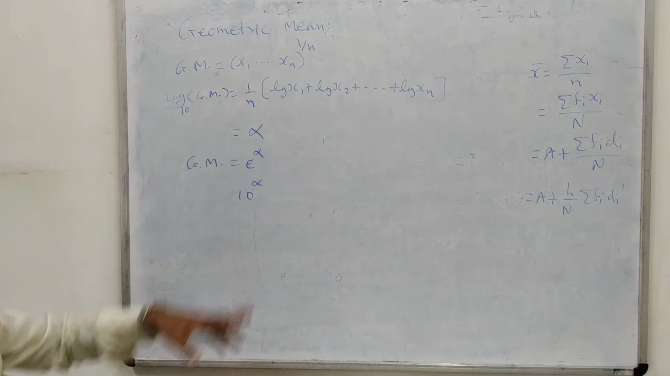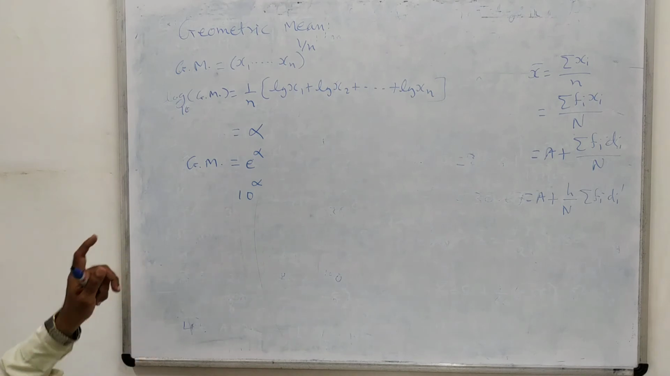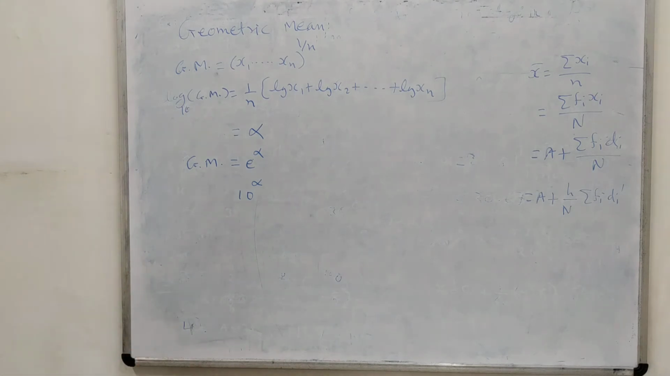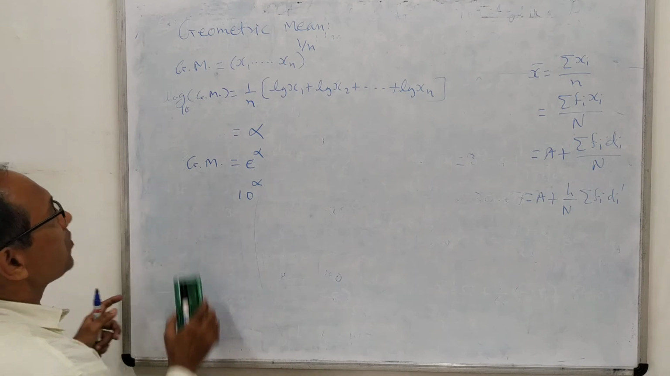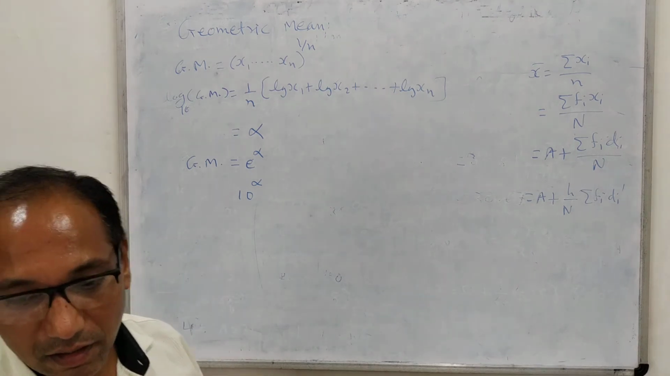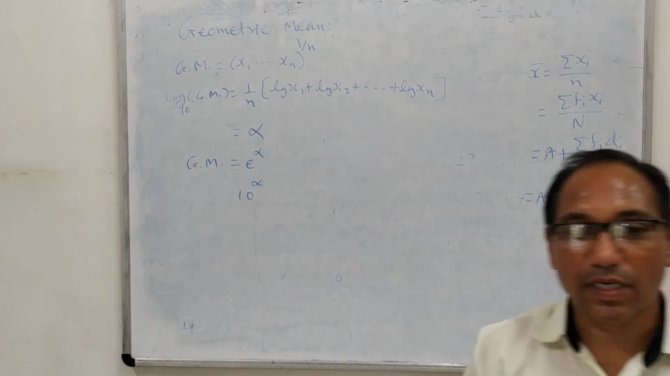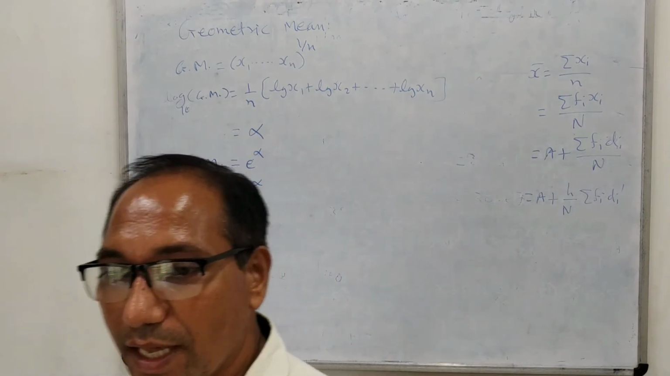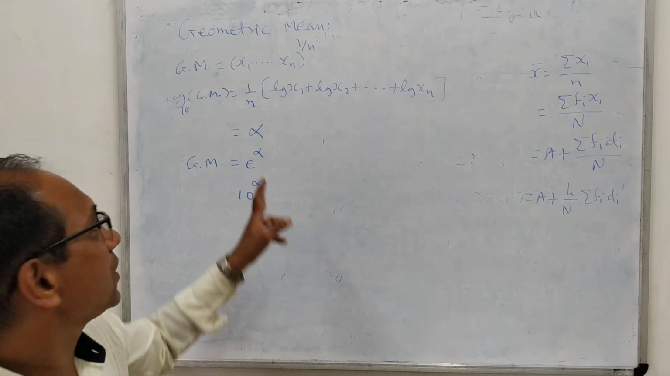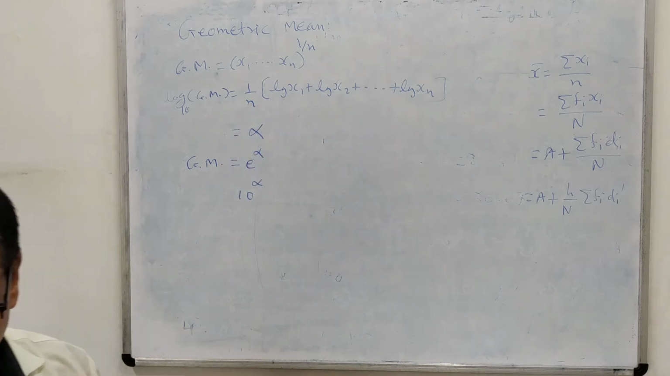So in your calci, both buttons have been given. So be sure which button you are using. If you use the button based on e raised to x, then you must use these two buttons. If you use the button below 10 raised to x, then you must use these two buttons in all calculations. You cannot mix them.